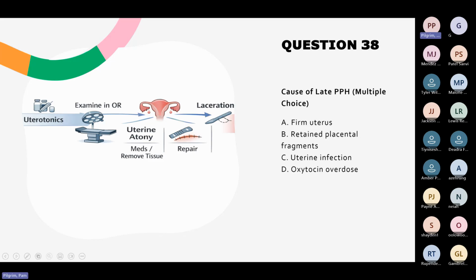And then cause of late postpartum hemorrhage. What is a cause for late postpartum hemorrhage? Okay. And the answer to this is B, retained placenta fragments. That's when the mom goes home and she's still having a lot of problems with bleeding. Sometimes those moms have to come back to have a D&C if they have retained placenta.